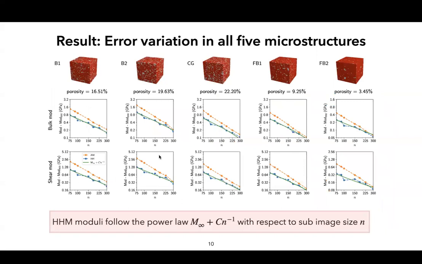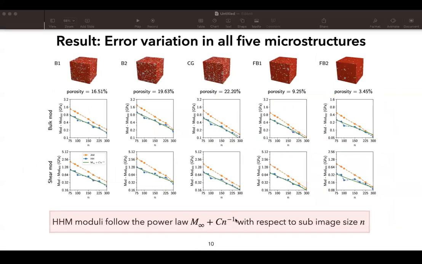So we see that this kind of behavior holds across all 5 microstructures. So for all microstructures, the HHM bulk modulus and shear modulus follow this power law with a fixed exponent of minus 1.